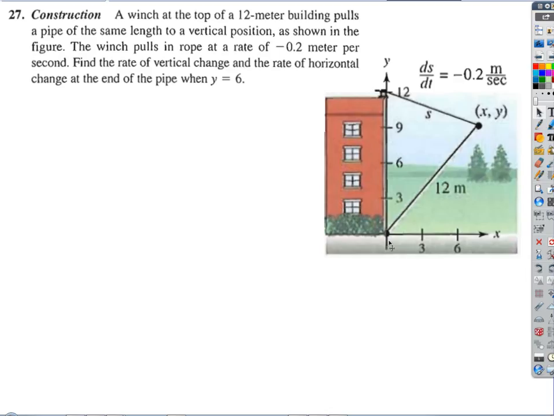That sentence doesn't make sense. It should probably say the winch pulls in rope at a rate of 0.2 meters per second, and it'd be correct to say the rate S dot is negative 0.2. You get that? No big deal.